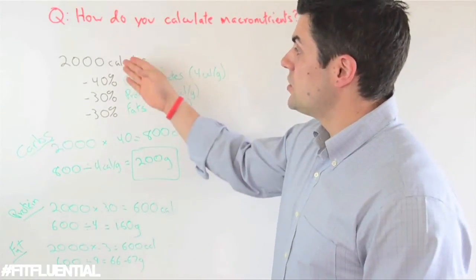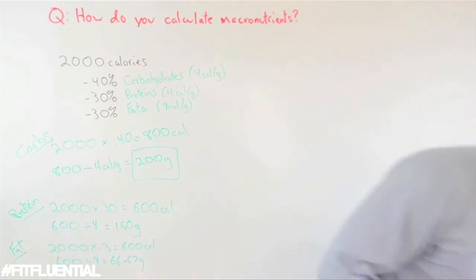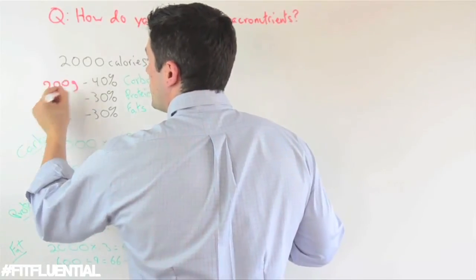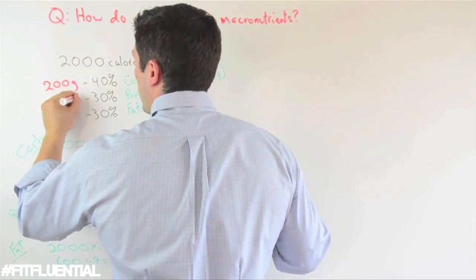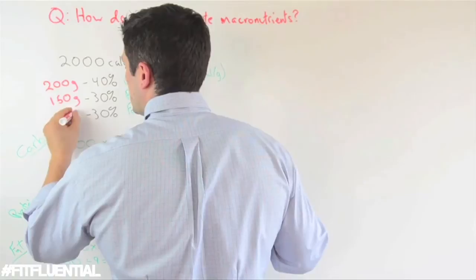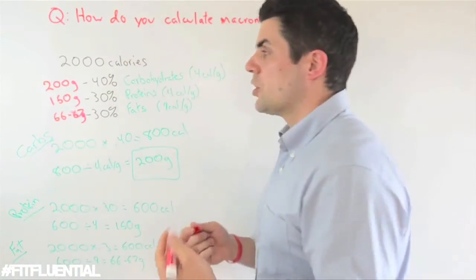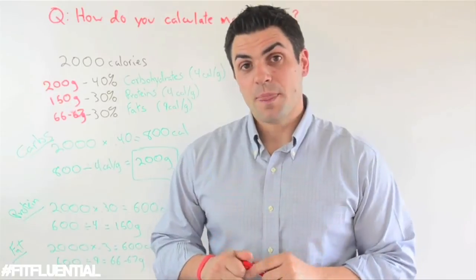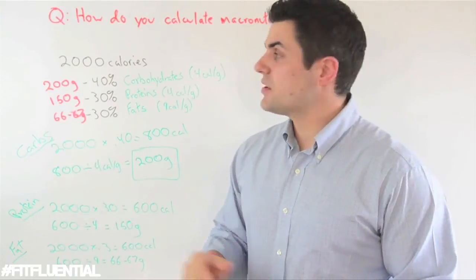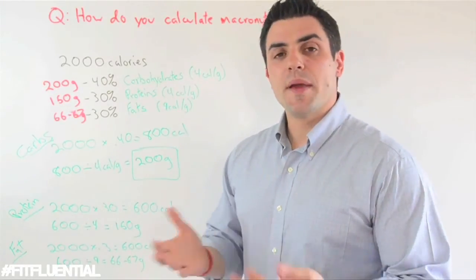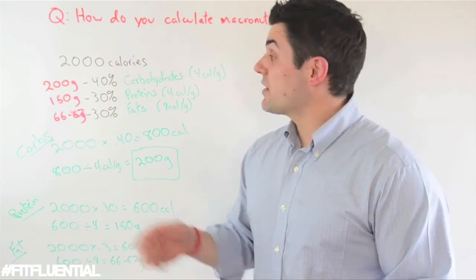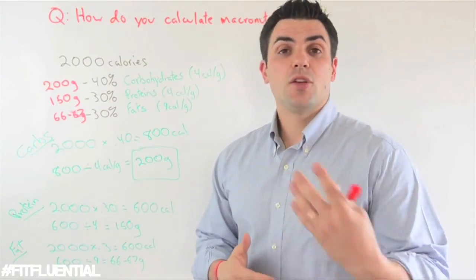So if you wanted to eat 2,000 calories per day, and you were doing 40-30-30, you would end up eating 200 grams of carbs, 150 grams of protein, and say 66 or 67 grams of fat per day. Okay? So that's kind of what macronutrients are, the major macronutrients that you want to calculate. That's how you go about calculating them based on the percentages that you want from each of the macronutrients in your diet. And I recommend you start with 40, 30, 30, and then you adjust from there.